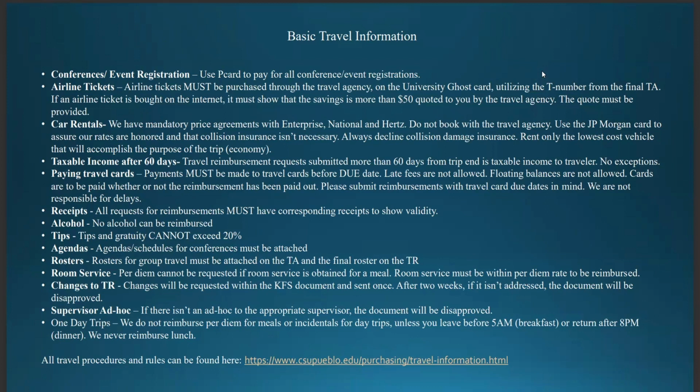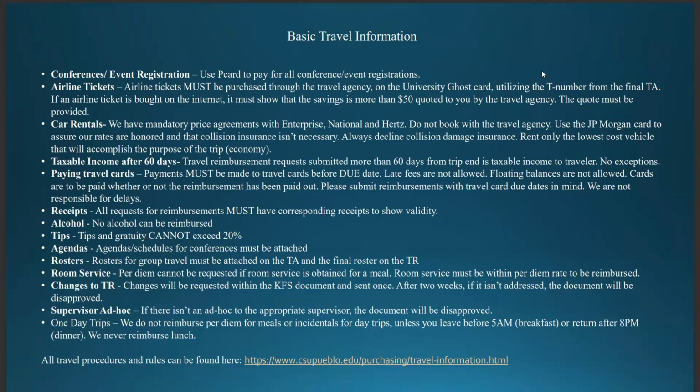So airfare. Airline tickets must be purchased through the travel agency on the University Ghost Card, utilizing the T number from a final TA. If the airline ticket is bought on the internet, it must show that it has a savings of more than $50 quoted to you by the travel agent, and the quote must be provided to them.